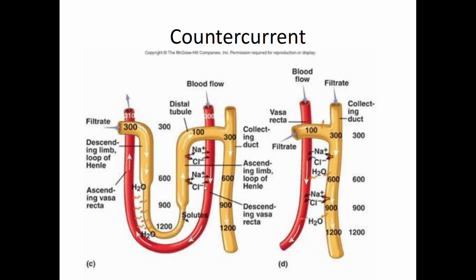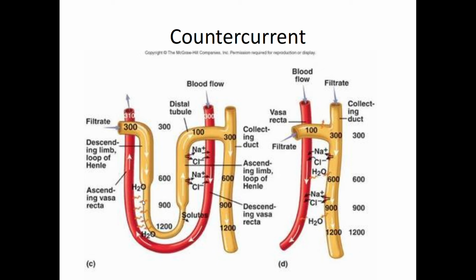Now, the importance of the blood flow going the opposite direction is that the blood, as it passes by the ascending loop of Henle, where salt is coming out of the filtrate, it's going to pick that salt up. And that's going to make it more and more concentrated as it gets down to this depth. And then as it's coming back out past the descending loop of Henle, the water is going to come back in and match that concentration back to normal.